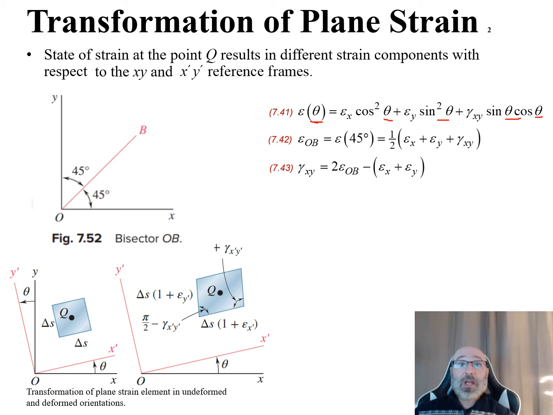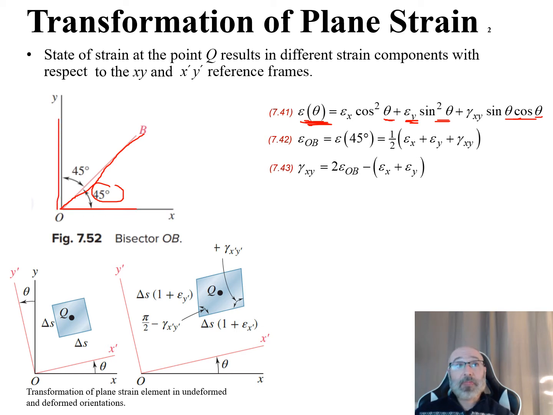From there we can also plug in theta equal to 90 degrees, and we find that epsilon of 90 is equal to our epsilon sub y. Now we can also plug in a value of theta equal to 45 into this equation, and from that we obtain the normal strain in the direction of our bisector OB. So here's our bisector OB. You can see there's our 45 degrees, and that's when we plug this 45 in for our theta term in equation 7.41. That angle is the intersect between OB and our x and y axes. It's the same on both our x and y axes.